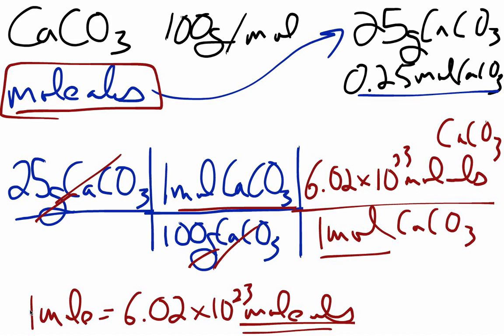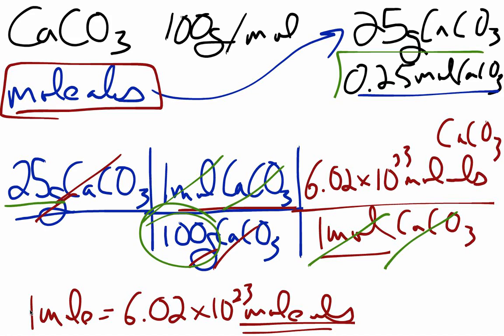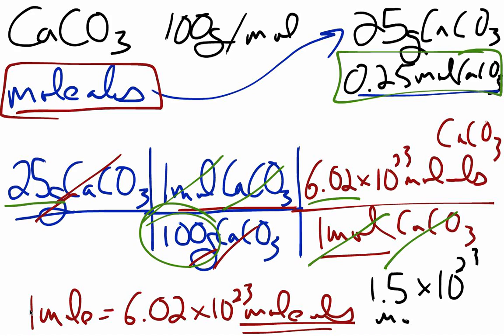Now notice when we do the math, the 1 mole of calcium carbonate is going to cancel with the 1 mole of calcium carbonate. We'll have 25 divided by 100, that's 0.25, like we already had. 0.25 of 6.02 is approximately, what, 1 something? That is going to give me an answer of 1.5. Oh, and there's the bell. 1.5 times 10 to the 23rd molecules.